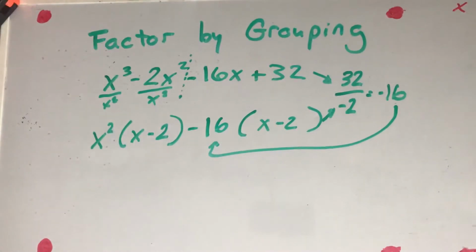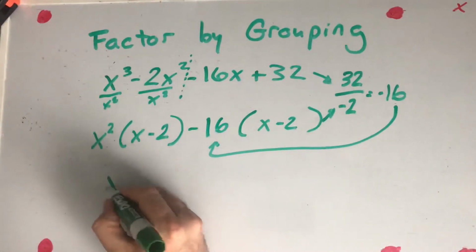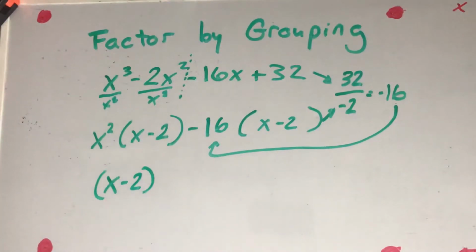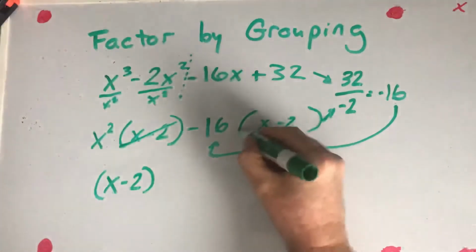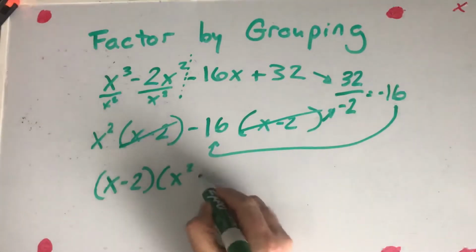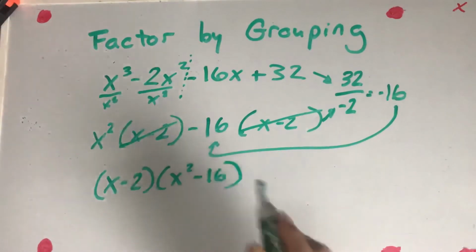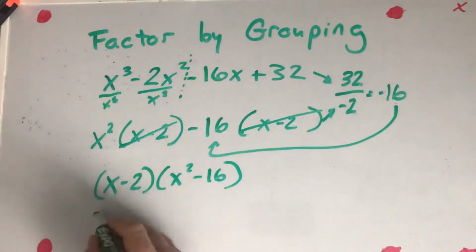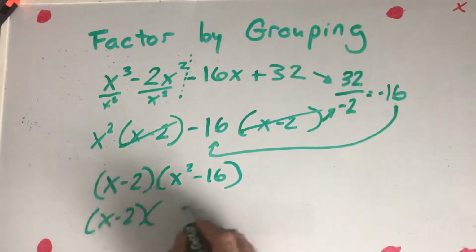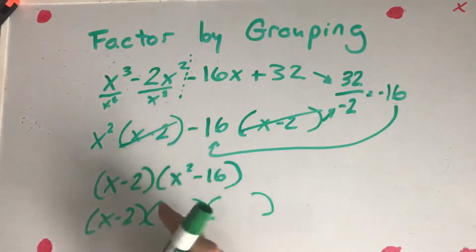All right, so then the way we write this is I have x minus 2. All right, I used that. Now I have x squared minus 16. All right, now I'm not done because I can factor this.